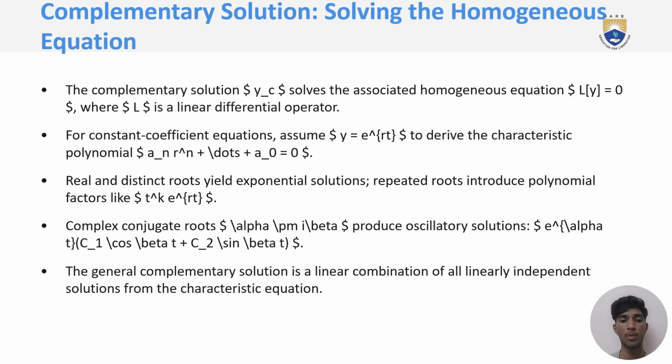Complementary solution. The complementary solution is obtained by solving the associated homogeneous equation. For equations with constant coefficients, we assume a solution of the form y equals e^(rt). Substituting this into the differential equation gives a characteristic equation. The roots of this equation determine the type of solution.